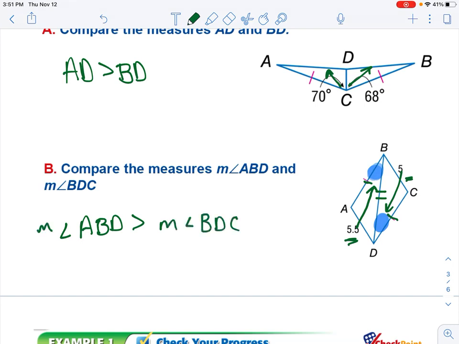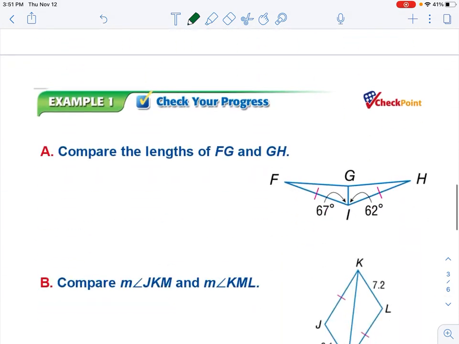We have two more like these two. Once again, congruent. Look at the opposite sides. Whichever side is opposite between these two of the bigger angle, FG, is the bigger side because it's opposite of 67. And then GH is the smaller side because it is opposite 62.